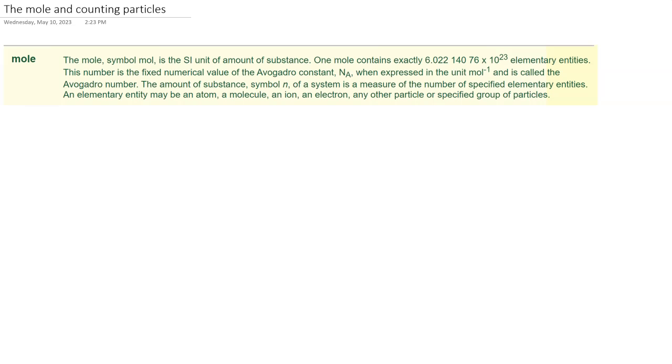The mole is used to count incredibly large numbers of things like molecules and atoms. It's the exact same idea as a dozen, where a dozen is 12 things. Well, a mole is exactly 6.022140076 times 10 to the 23 things.